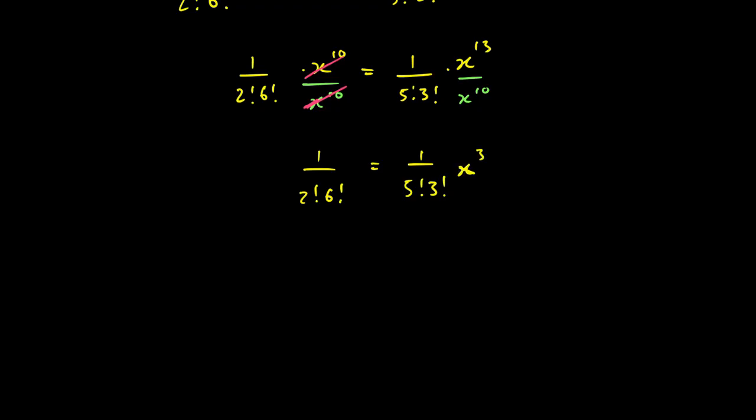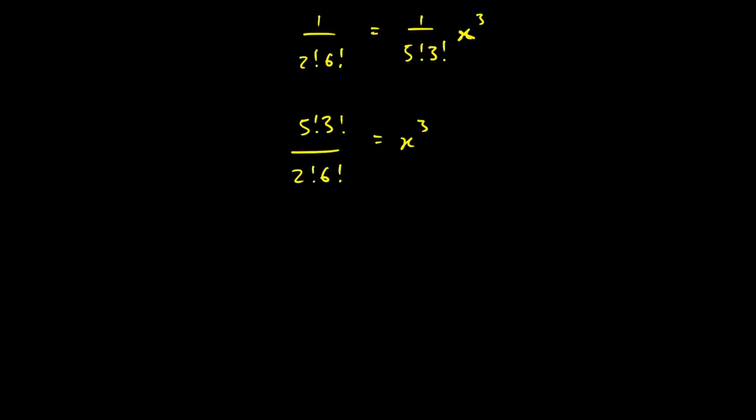Okay then, so how can I simplify this one? I'm going to multiply both sides by 5 factorial 3 factorial. So 5 factorial 3 factorial over 2 factorial 6 factorial is equal to x cubed. And hopefully you know that if I've got 5 factorial divided by 6 factorial, I'm just going to be left with a 6 on the denominator. Now, just try to think about that.